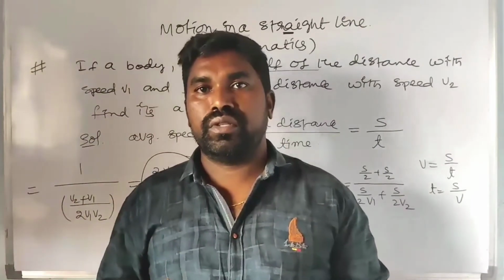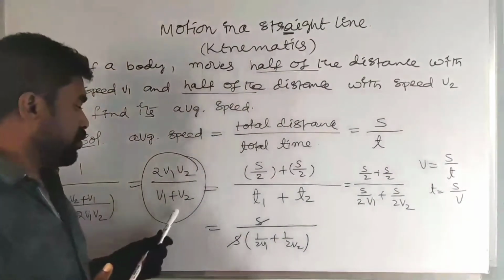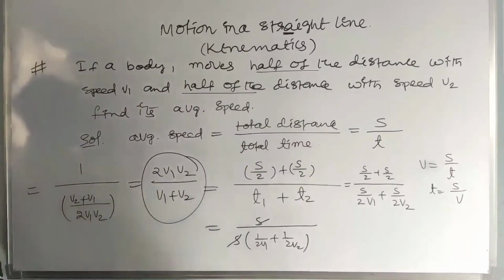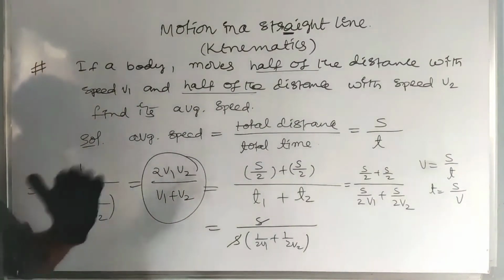So the average speed is 2v1v2 by v1 plus v2. Very, very important. This is the average speed.